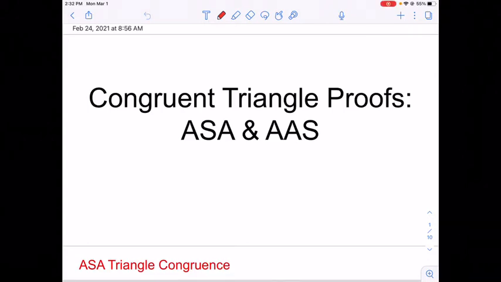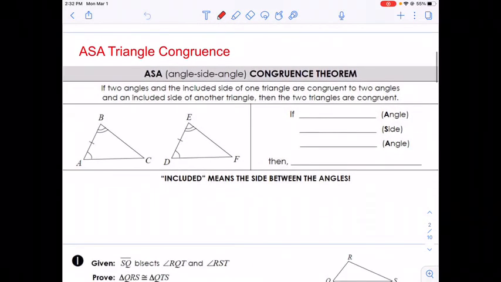All right, in this lesson, we're going to look at congruent triangle proofs dealing with angle, side, angle, and angle, angle, side. So the first one we're looking at is angle, side, angle. Once again, congruent triangles have 6 corresponding parts that have to be congruent. So all 3 angles are congruent to all 3 corresponding sides. Now, the shortcuts here, if we know only certain information, like we looked at side, side, side, and side, angle, side. So this one here is angle, side, angle.